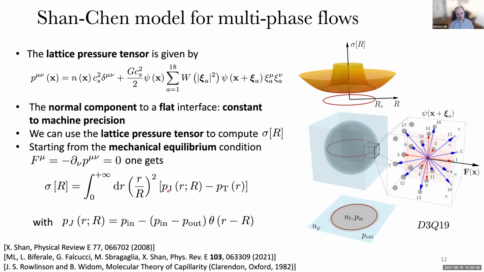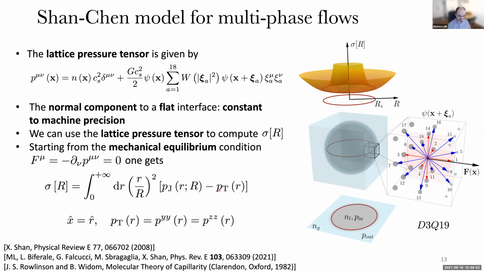And again, we needed to define the jump function for the pressure, which looks exactly the same as that of the density, and this is the tangential part of the pressure tensor. In our case, we choose the radial axis to coincide with the x-axis, and the tangential part will correspond to either P_yy or P_zz. Okay.